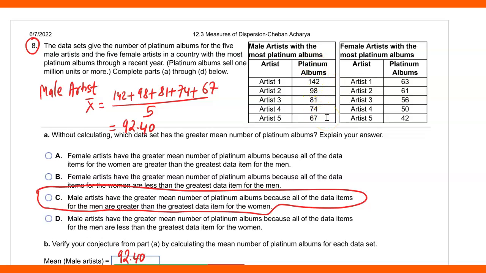Listen. Look at the male artist platinum albums. Smallest is 67, largest is 142. The mean is 92.40. And look at it, 142 is far from the mean. For male artists, the mean is 92.40.